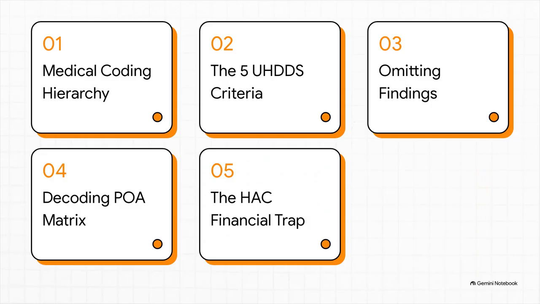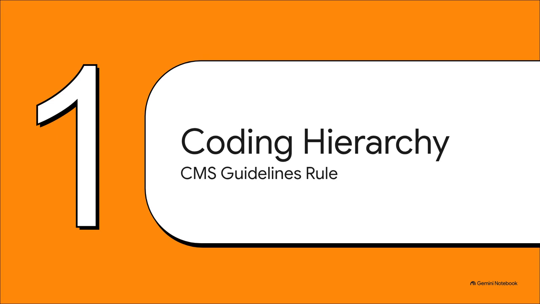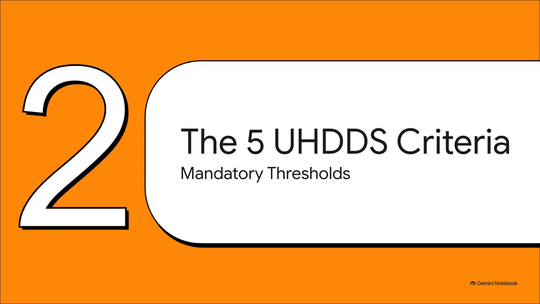We've got a seriously packed agenda for this explainer. We're going from the foundational hierarchy through the 5 UHDDS criteria, how to handle incidental findings, decoding the POA matrix, and finally, surviving the HAC financial trap. All right, let's jump right in. Section 1. The medical coding hierarchy, where CMS guidelines strictly overrule the textbooks. And Section 2, we're looking at the 5 UHDDS criteria and their mandatory thresholds.